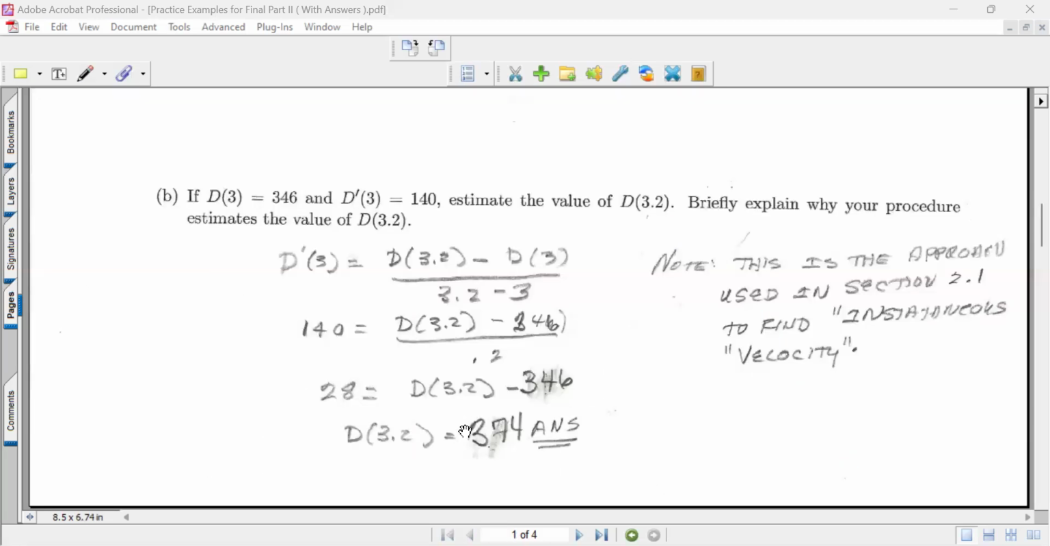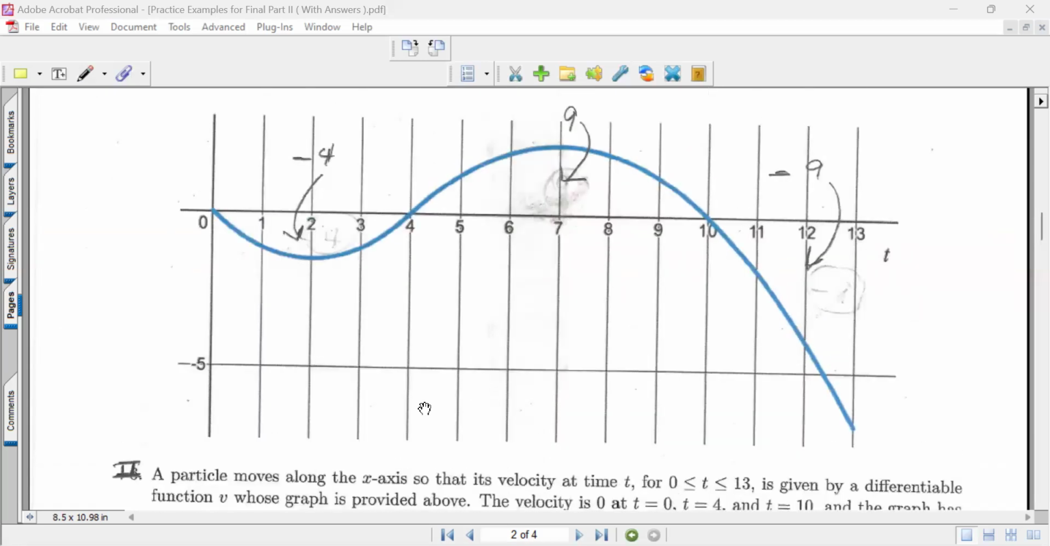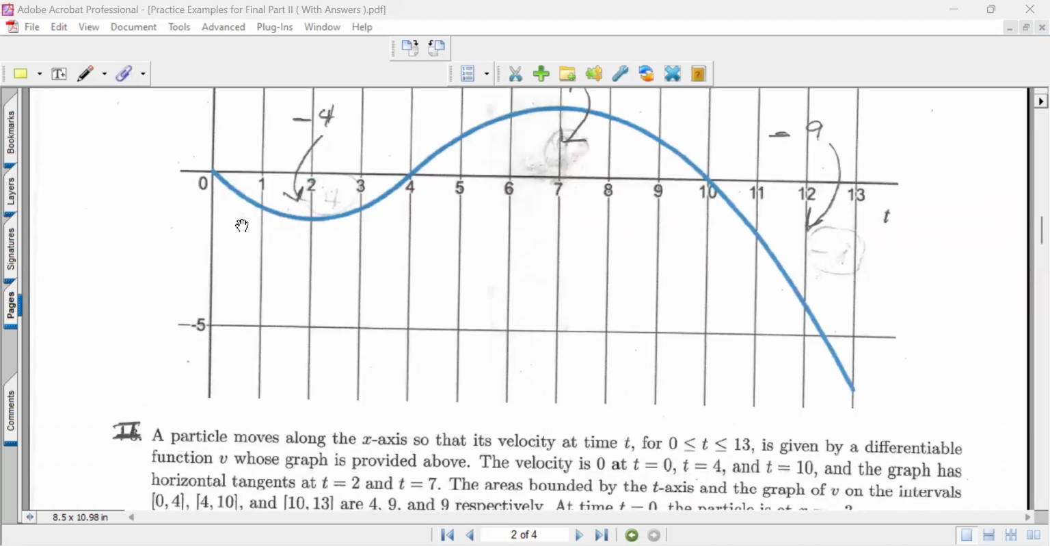What we have on this problem here is we've got a graph here. A particle is moving along the x-axis. In other words, it's not going up or down, it's moving along the x-axis. It goes over and goes back and forth like that. And its velocity is given, this is the velocity curve from time 0 to time 13.